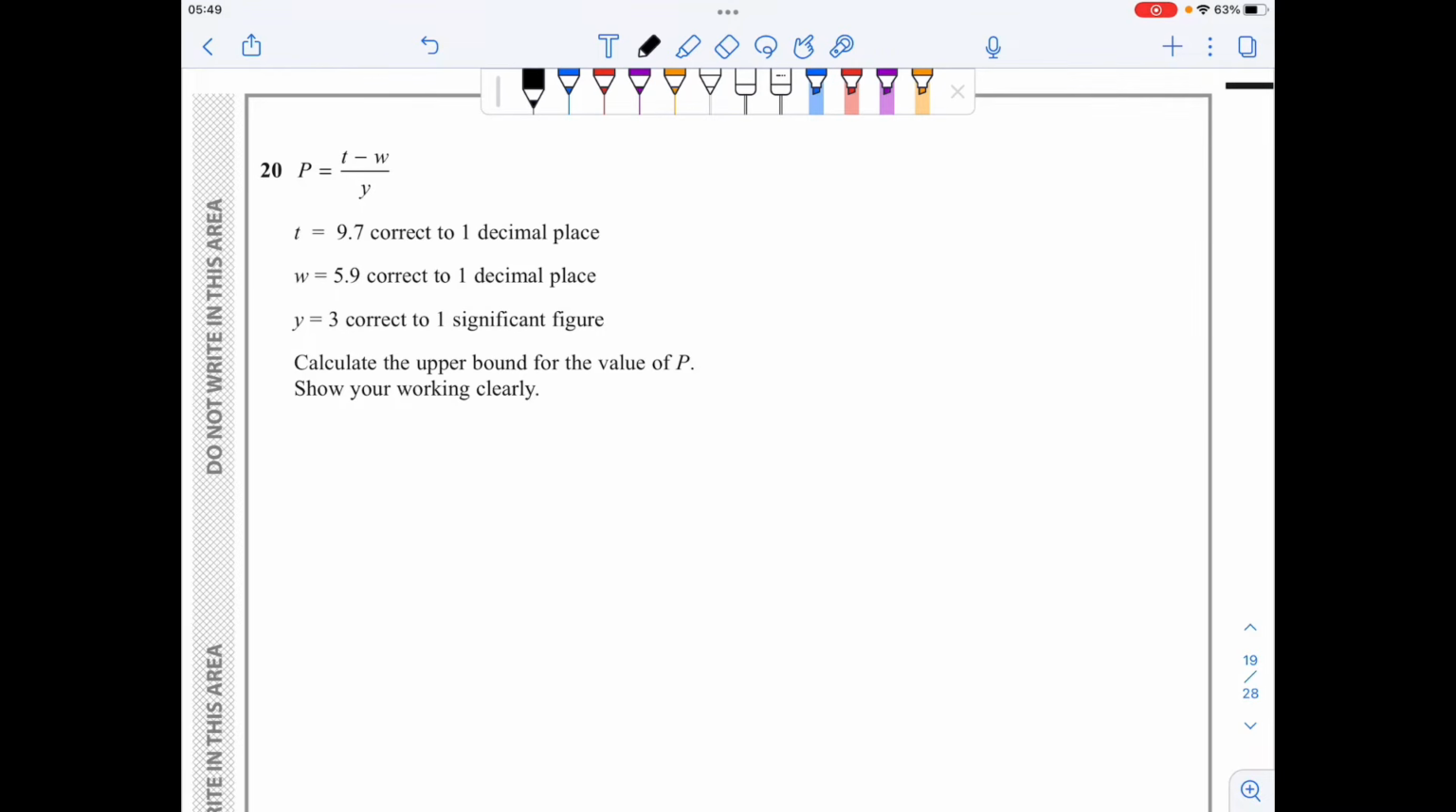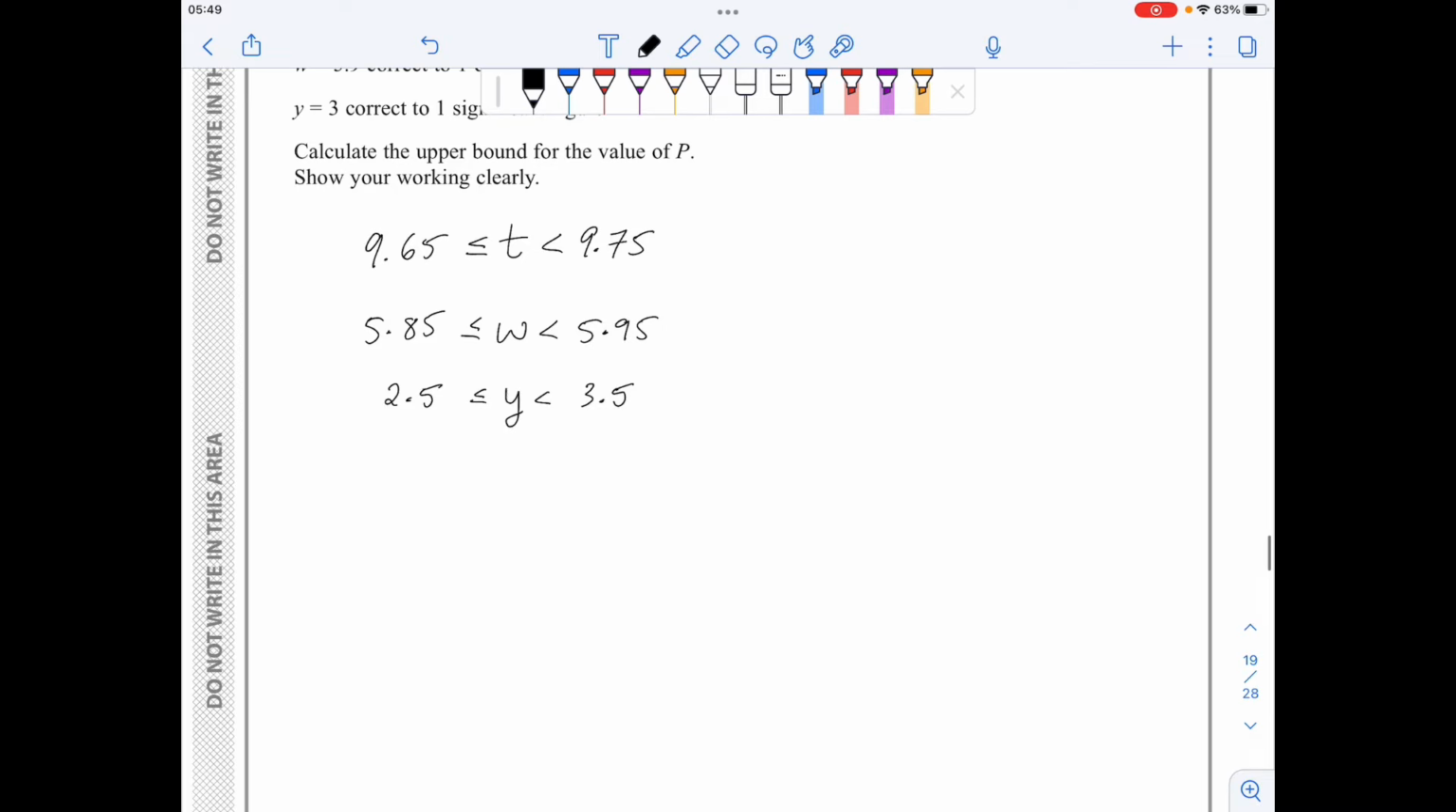For question 20, I'll start by finding upper and lower bounds for each variable. So t is between 9.65 and 9.75. W is between 5.85 and 5.95, and Y is between 2.5 and 3.5. Now I need the upper bound of this expression.